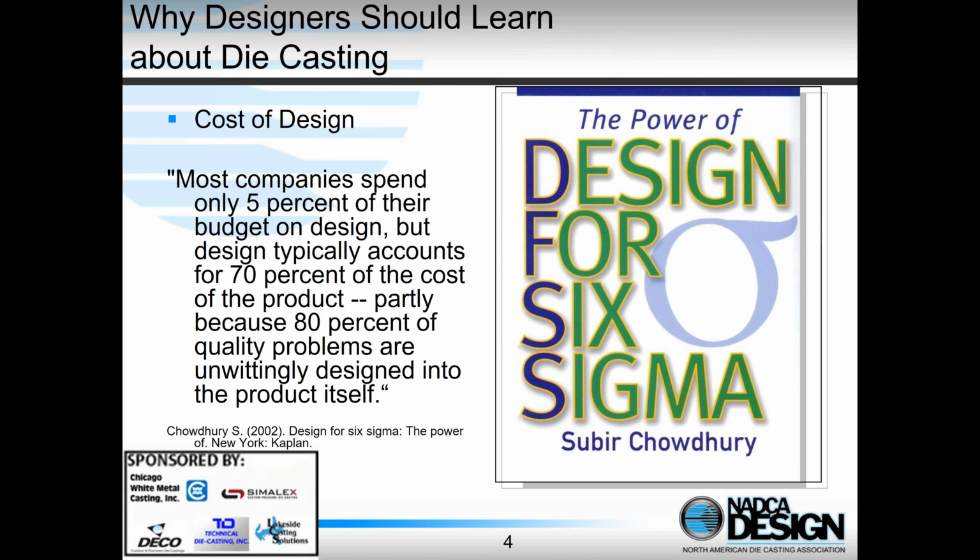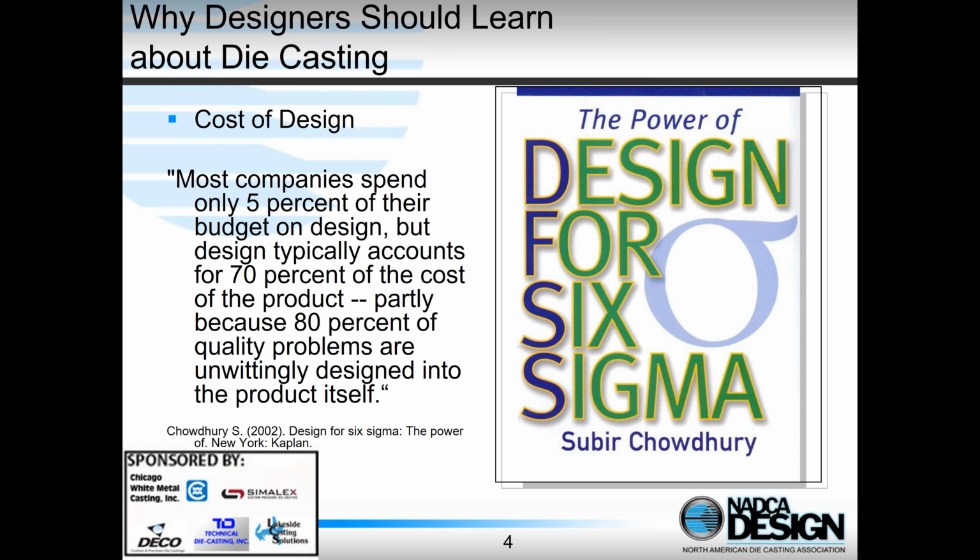So again, this is really the focus of the talk. Basically what it's saying is that design can account for 70% of the cost of a product, because 80% of the quality problems are unwittingly designed into the product itself.